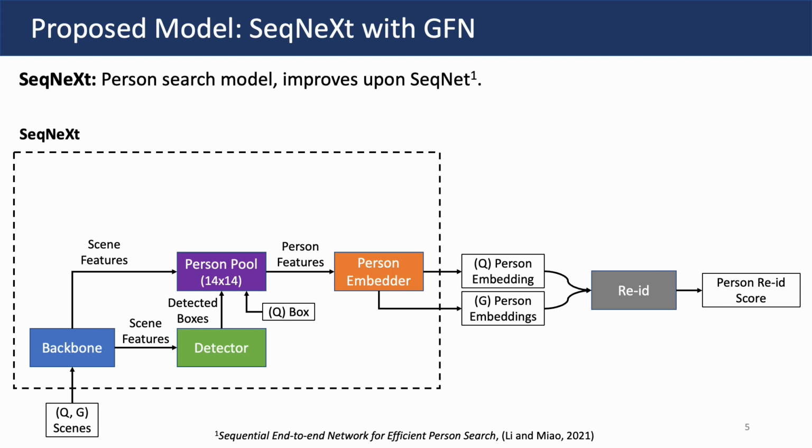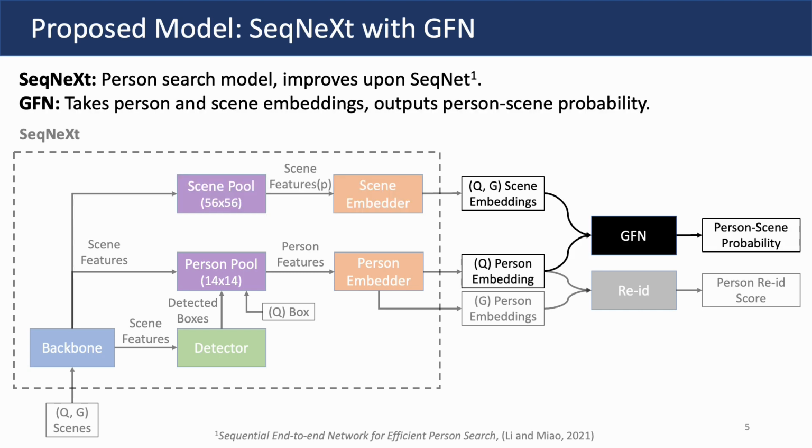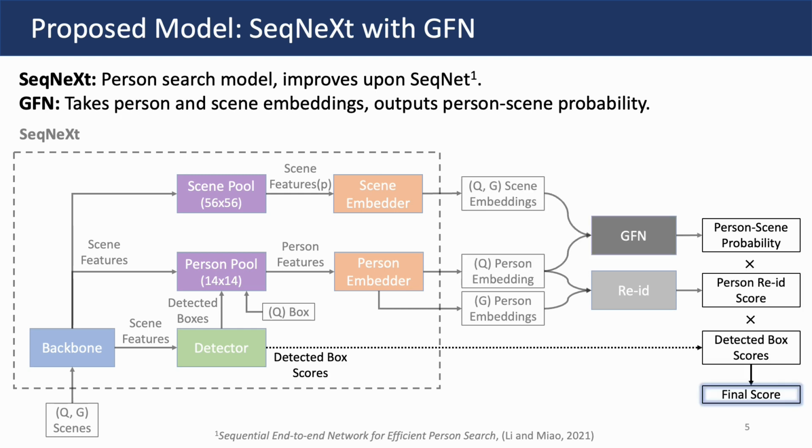Our person search model is called SeqNeXt, which improves upon the previous SeqNet model with an upgraded backbone and more aggressive augmentation. The person search model takes query and gallery scenes as input, detects and extracts embeddings, and compares query and gallery embeddings to produce a re-ID score. In addition, the person search model produces scene embeddings from the same set of backbone scene features. Person and scene embeddings are fed to the GFN, which produces the person scene probability used to threshold out unlikely scenes. Lastly, these GFN scores are combined with the person re-ID scores and detected box scores to give the final scores used to rank detected boxes.